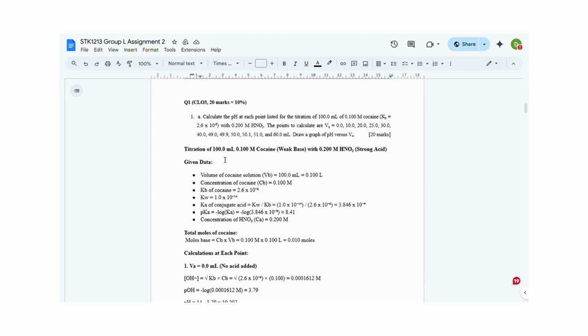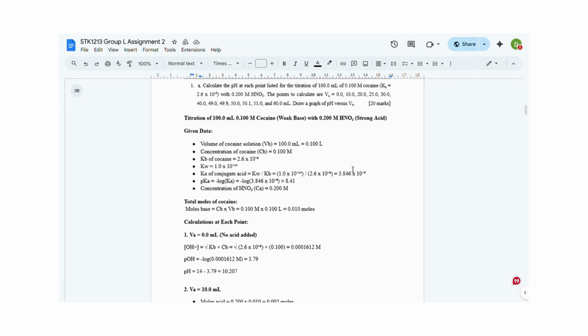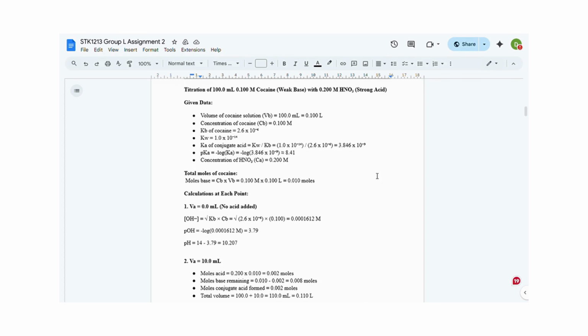So this is a titration of 100 milliliter of 0.1 mol cocaine, which is a weak base, with 0.2 mol nitric acid, which is a strong acid. So the data given to us: we have volume of cocaine, which is 0.1 liter, concentration of cocaine 0.1 mol, and then we have the base dissociation constant 2.6 times 10 to the power of -6.